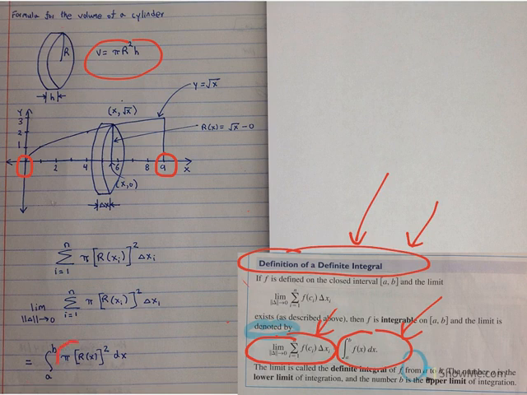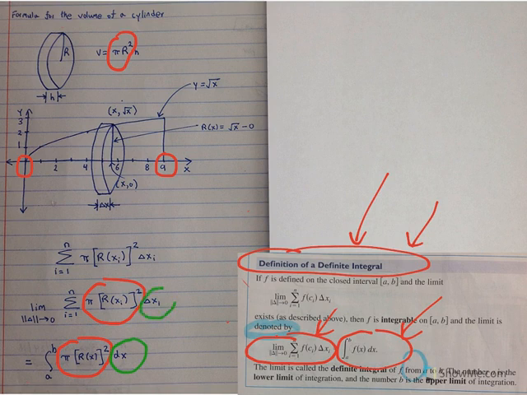So we want to observe that in our definite integral, here's our integrand. And where is that coming from? It's coming from this part of our Riemann sum, which comes from pi r squared in the formula for the volume of a right circular cylinder, giving us the area of the circular base.